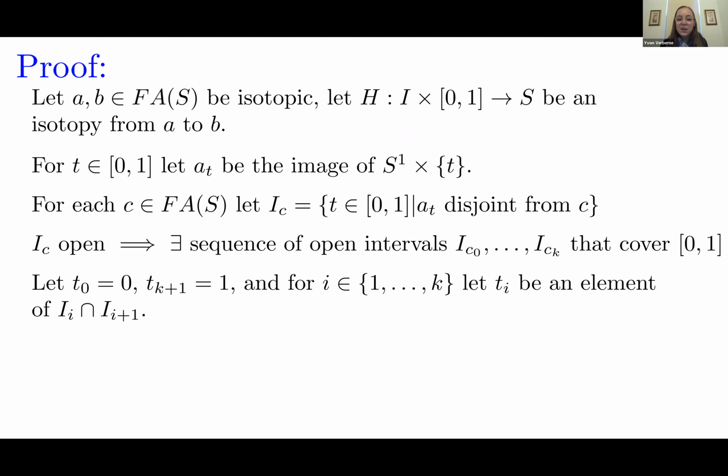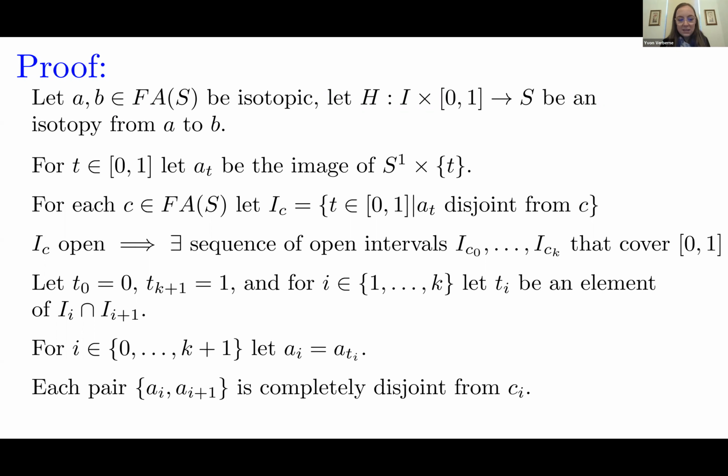So we'll let t sub 0 be 0 and we'll let t sub k+1 be equal to 1. And for any other i, we're going to let t sub i be an element in the intersection between I sub i and I sub i+1. So what we did is we purposely chose the arcs C sub 0 to C sub k so that we only need finitely many, and that between any two of these intervals, there's some amount of overlap. For any i between 0 and k+1, I'm going to let A sub i denote A sub t sub i.